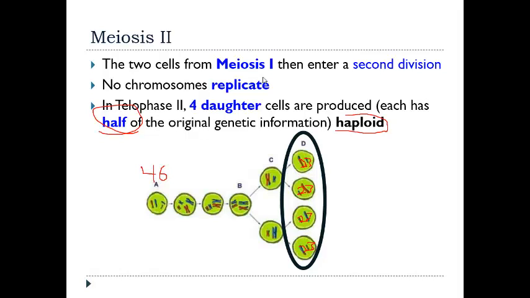And meiosis 2 occurs again with a prophase, a metaphase, an anaphase, and a telophase, except it's a little different. We're actually splitting all of that genetic information up, the chromosomes, into 4 new cells with half of the original chromosomes.